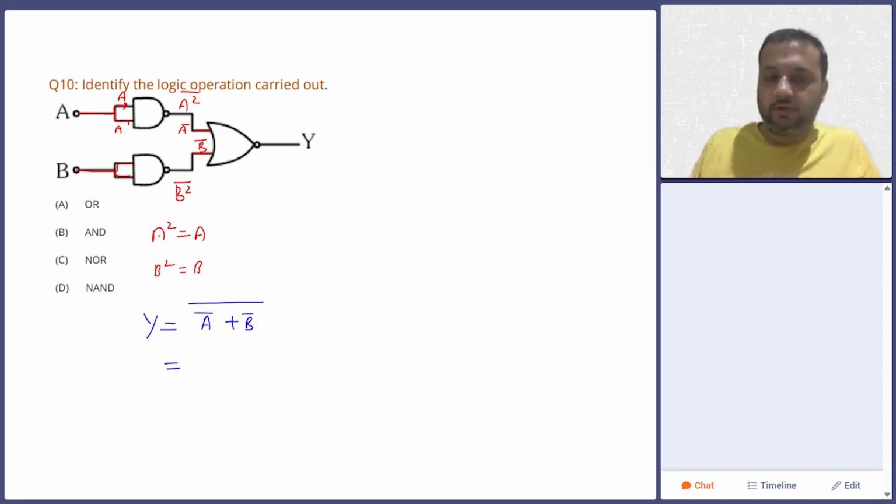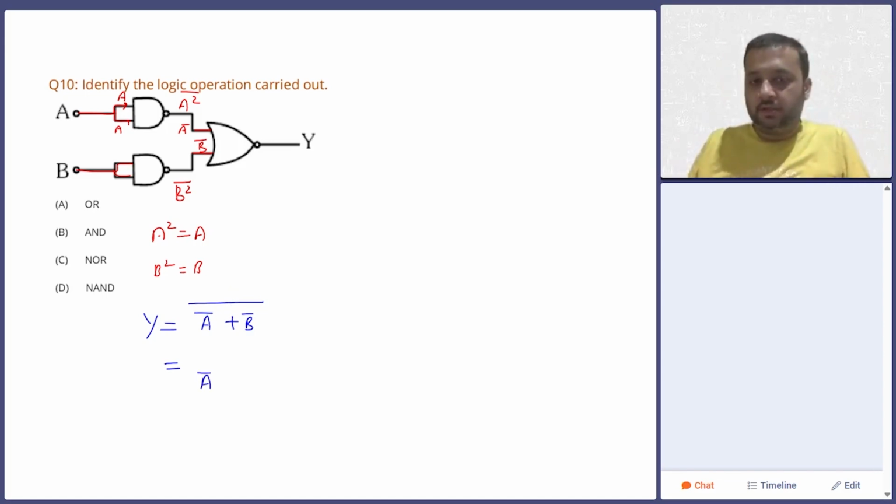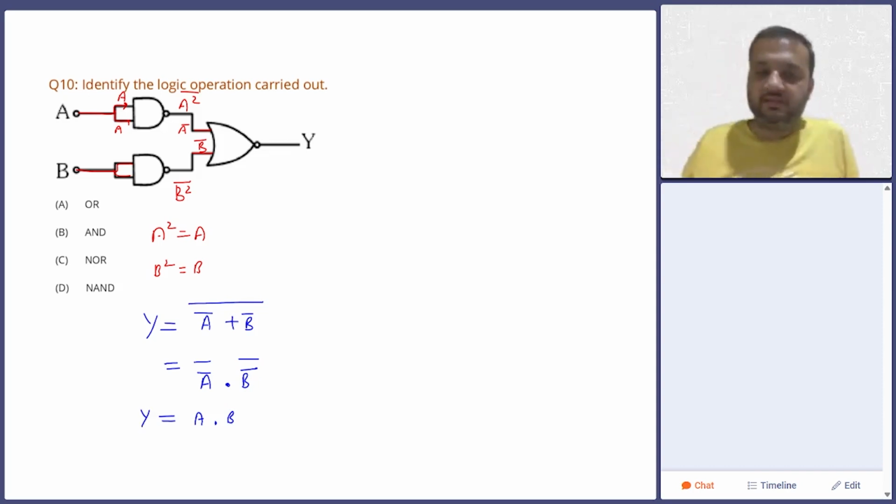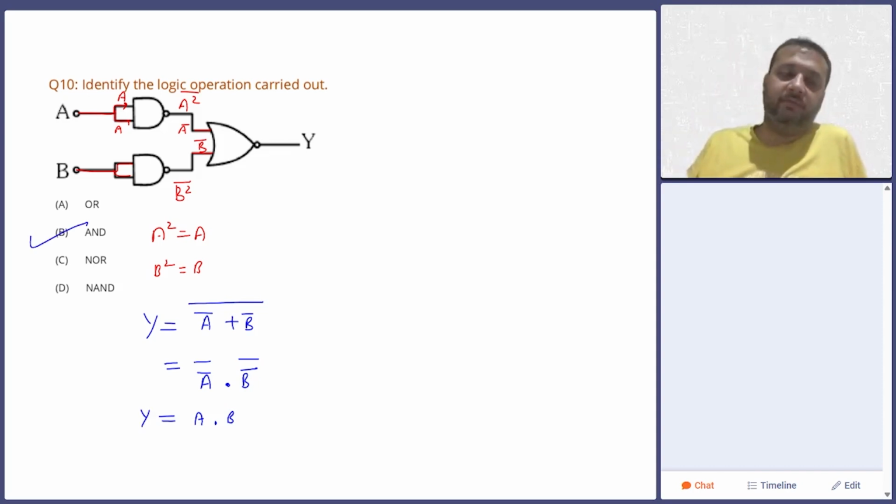So now using the De Morgan's theorem, basically you can break this line and flip the plus. A bar and B bar was already there. You can break this line, so that means this bar will come here and this plus will become dot. So A bar will become A and B bar will become B. So basically we can say that this will become A dot B, which is nothing but AND gate. So option B will be the correct answer for this question.